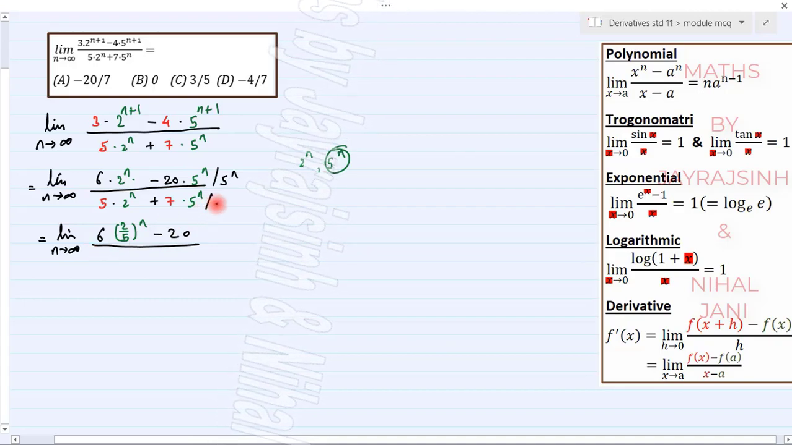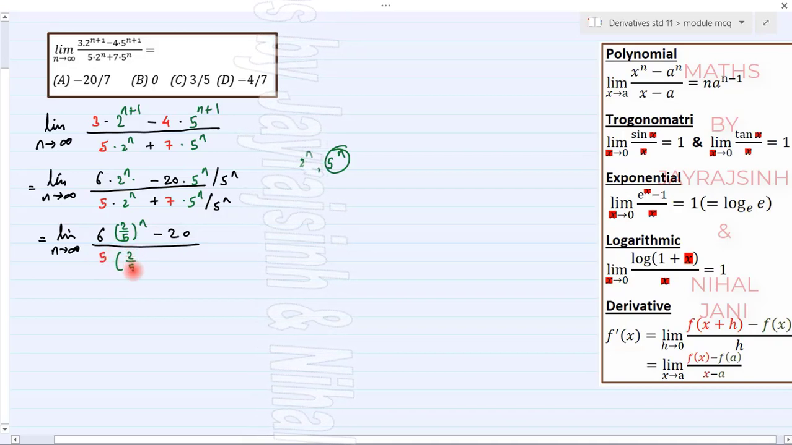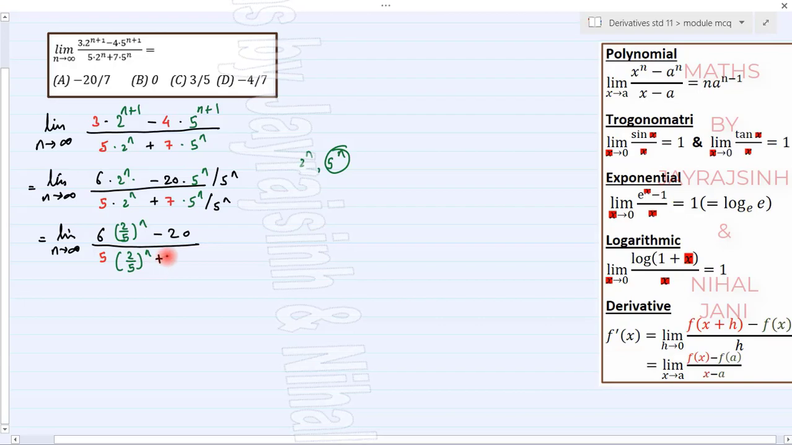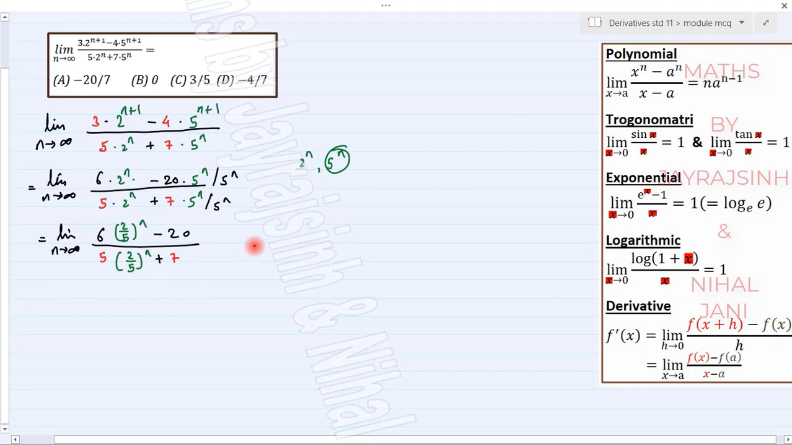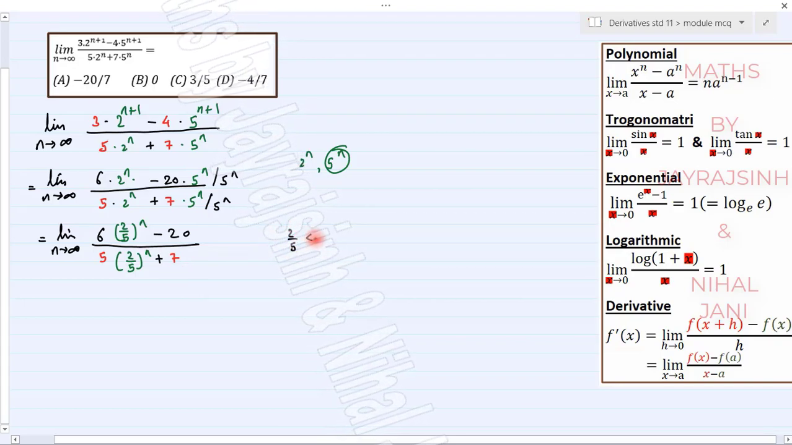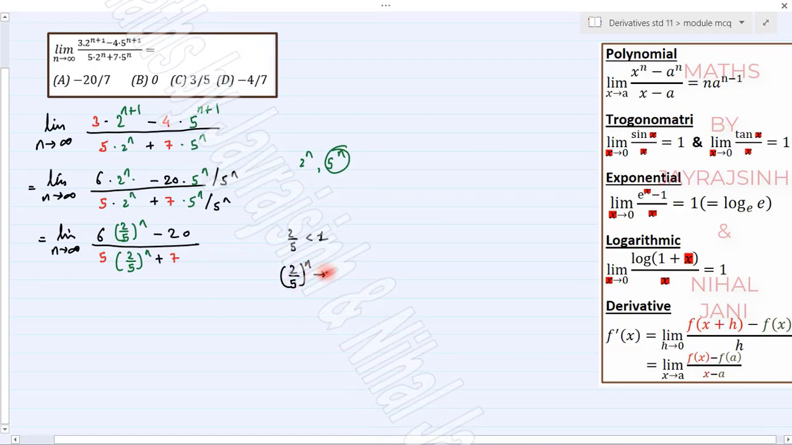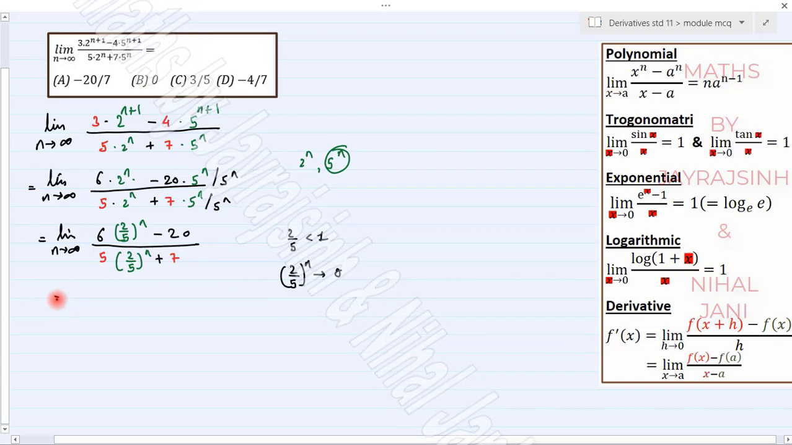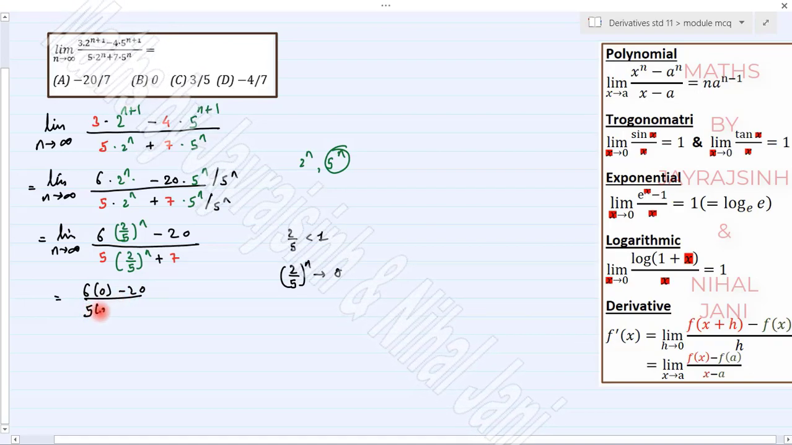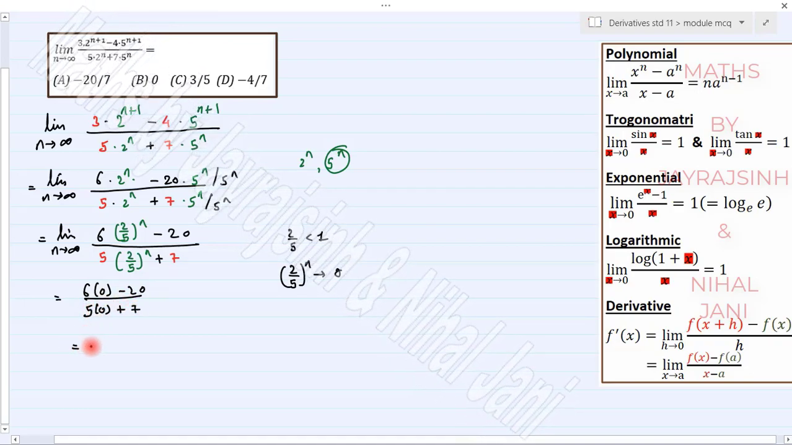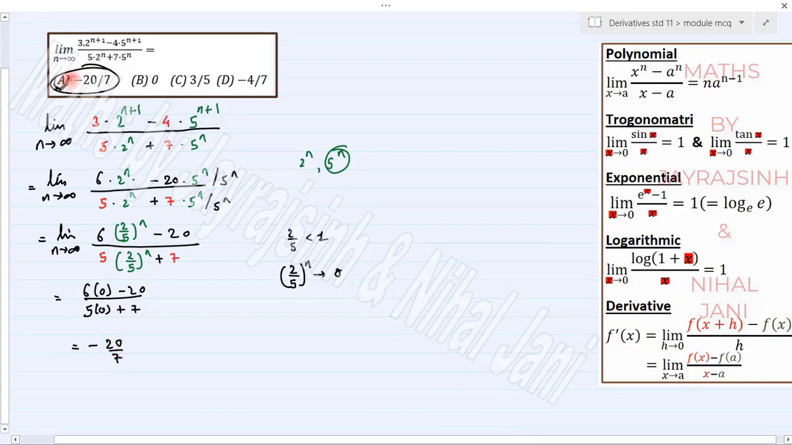Similarly, divide denominator by 5 raised to n. So, we'll get 5 into (2 by 5) raised to n plus 7 into 5 raised to n, 5 raised to n will cancel out. Now, if we apply the limit, we know that 2 by 5 is less than 1. So, (2 by 5) raised to n will tend to 0. So, we'll get 6 into 0 minus 20 upon 5 into 0 plus 7, or we can say minus 20 by 7 is your final answer, which is given in option A.